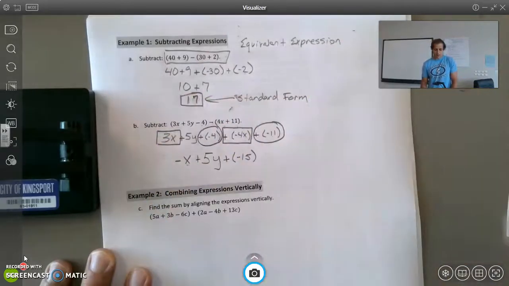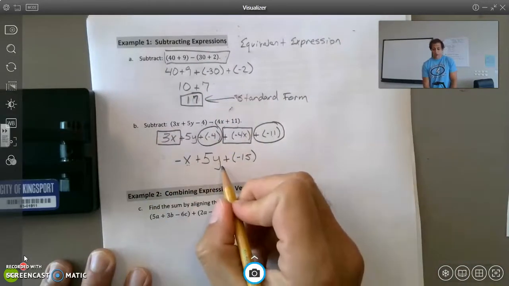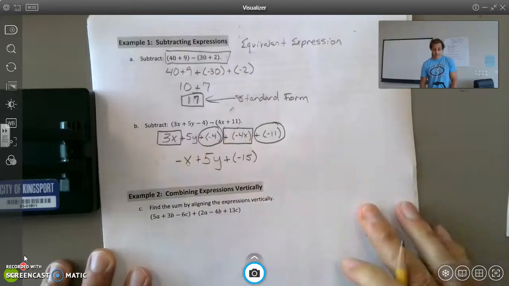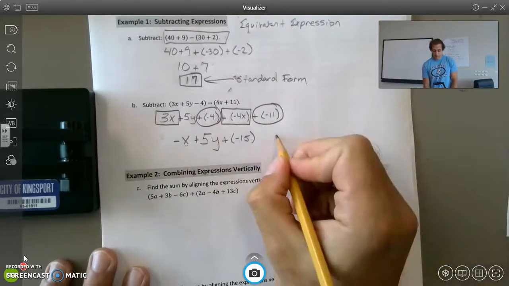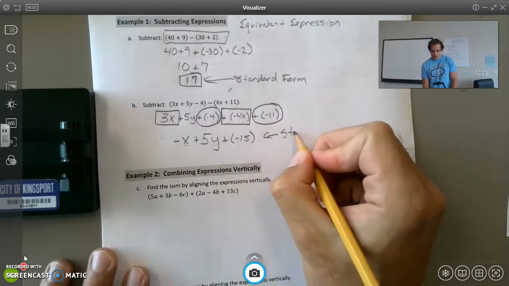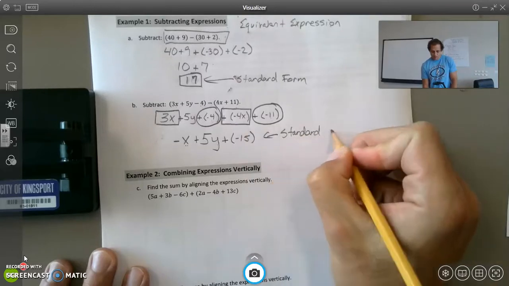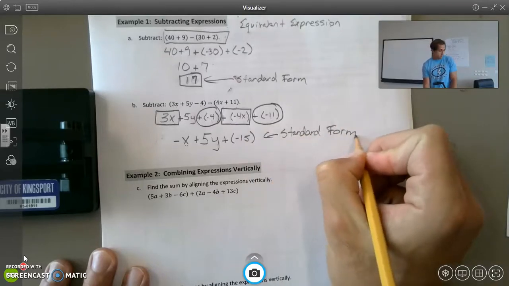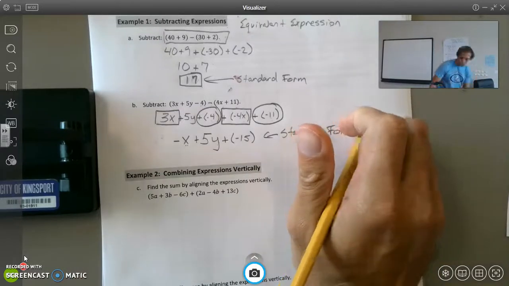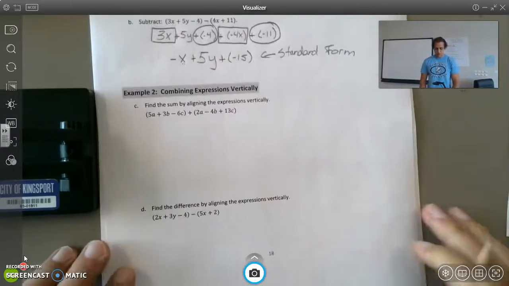So standard form for us: variables in alphabetical order, constant term comes last. We can make note that is standard form. All right, we should have time to do these bottom two problems.